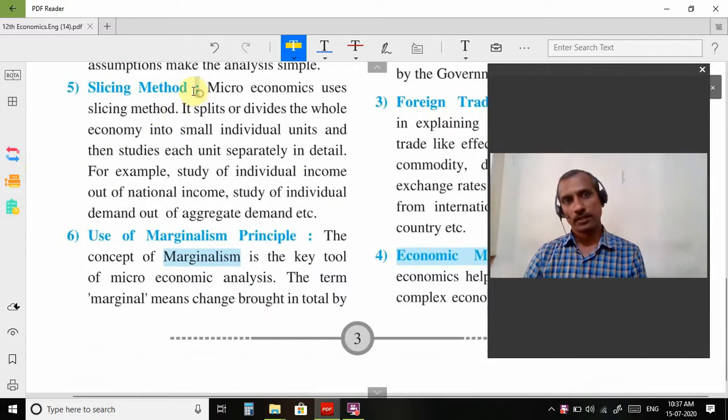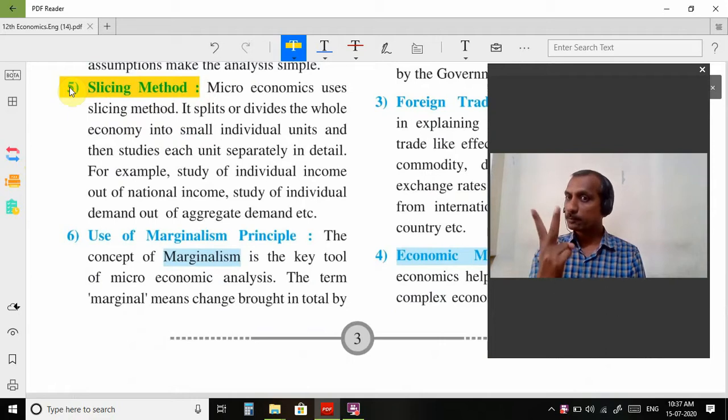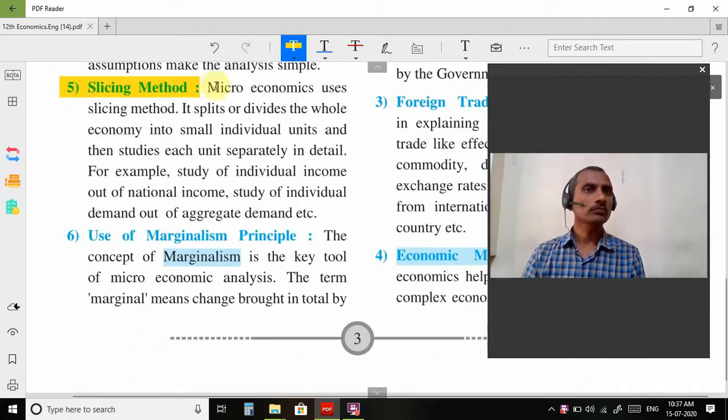So slicing method, what is the meaning of slicing? At least 3 to 4 points you have to read. So we are going to learn the fifth point. This point is also very important. This point may be asked for 2 marks. So slicing method, microeconomics uses the slicing method. It splits or divides the whole economic unit into small individual units and then studies each unit separately in detail.